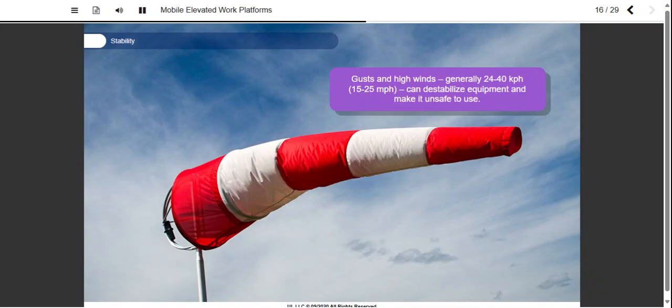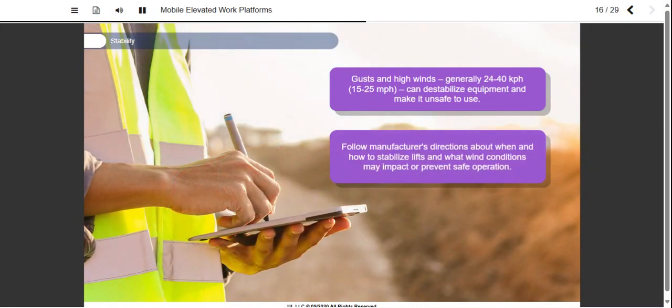Remember that wind conditions aloft may differ from those on the ground. The manufacturer provides guidance about when and how to stabilize the equipment and what wind conditions may make the equipment unsafe to operate.